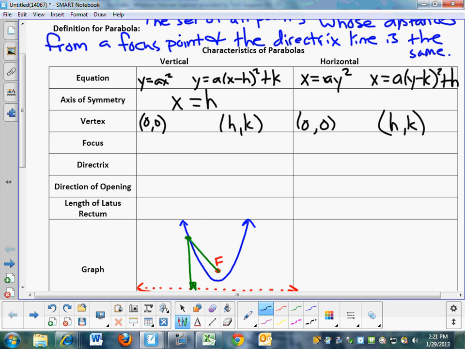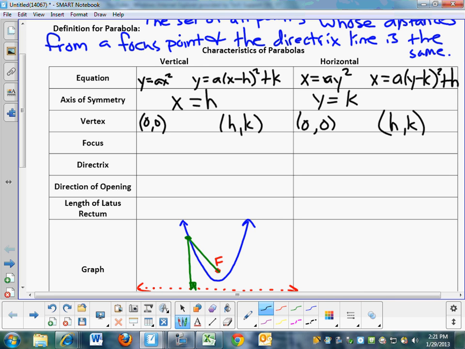How about if it was a horizontal parabola? The axis of symmetry would run side to side, right? And lines that run side to side have y equals, and therefore it'd have to pass through the y value of the vertex, which would be k. Super duper.